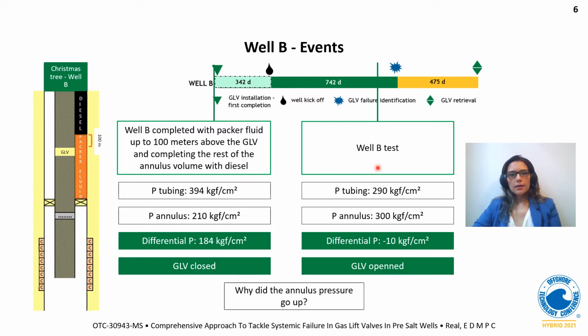In a test carried out 1,000 days after, the pressure in the tubing and the annulus became 290 and 300 kg per square centimeter, which reached a negative differential pressure of 10. This was a strong indication that while the well was producing, the gas lift valve was open. So why did the annulus pressure go up?